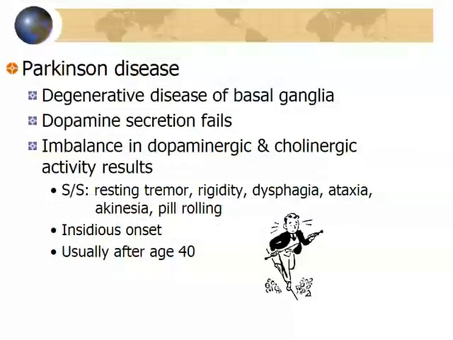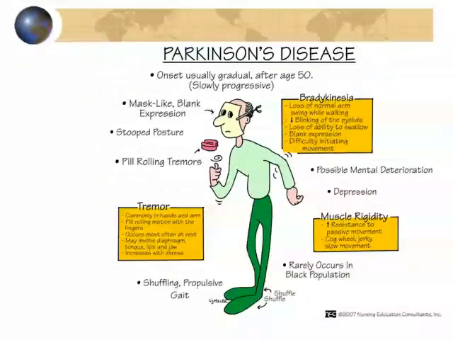Pill rolling is like at rest if you take a pill and put it between your fingers and roll with your thumb. But that stops when you go to do something. It tends to have an insidious onset, so it's a rather slow onset. And you don't usually notice it until after the age of 40. But over time, over the age of 50, you get a mask-like blank expression.